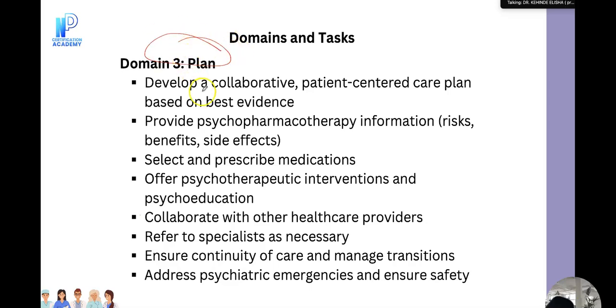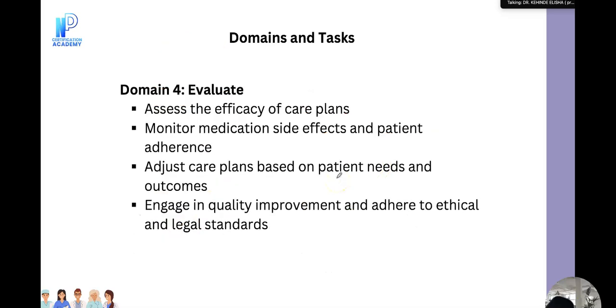Domain 3, what does it talk about? We must be able to develop a collaborative patient-centered care plan based on best evidence. We must be able to provide psychopharmacotherapy information. We must be able to select and prescribe medications. We must be able to offer psychotherapeutic interventions and psychoeducation. We must be able to collaborate with other healthcare providers. We must be able to refer to specialists as necessary. We must be able to ensure continuity of care and manage transition. I can tell you right now, the collaboration answer on the test generally wins. So pay attention to that. In addition, you will not be getting a lot of referral questions on the AANP PMHNP exam, just to let you know.